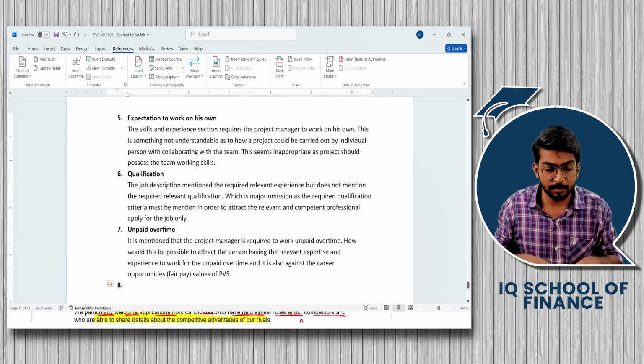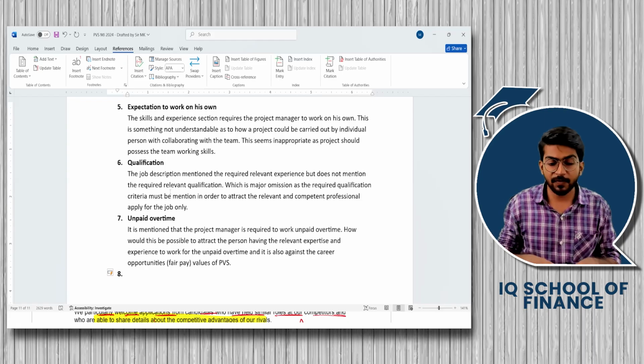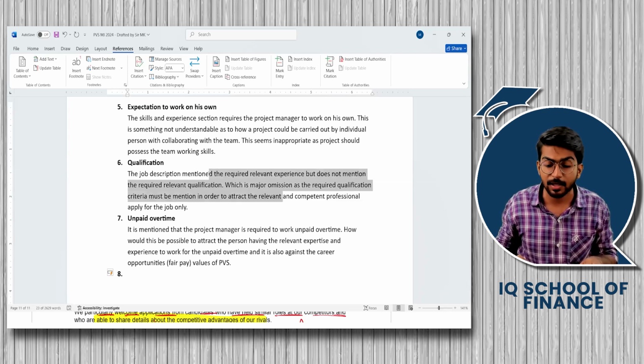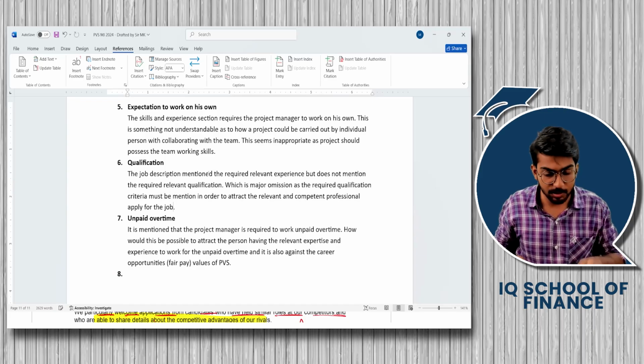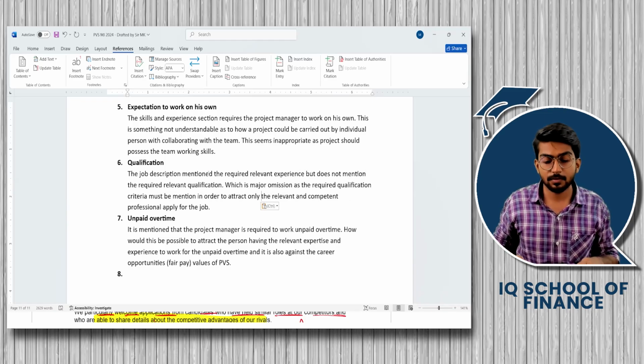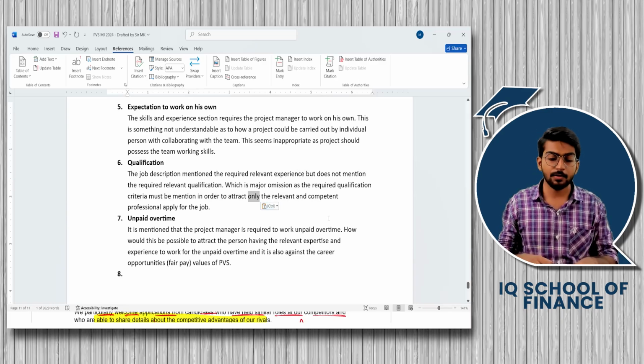Guys, have you drafted the other point of the qualification? Are you with me? All right, so the qualification point: the job description mentioned the required relevant experience but does not mention the required relevant qualification, which is a major omission, as required qualification criteria must be mentioned in order to attract only the relevant and competent professionals to apply for the job.